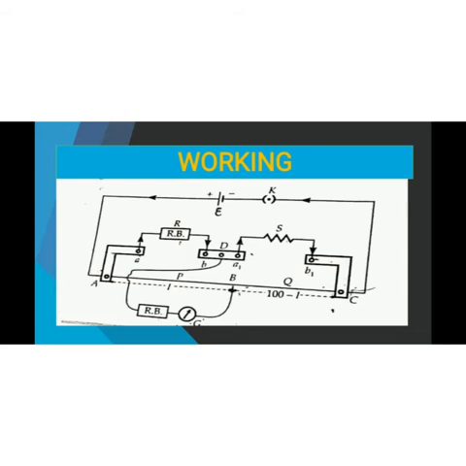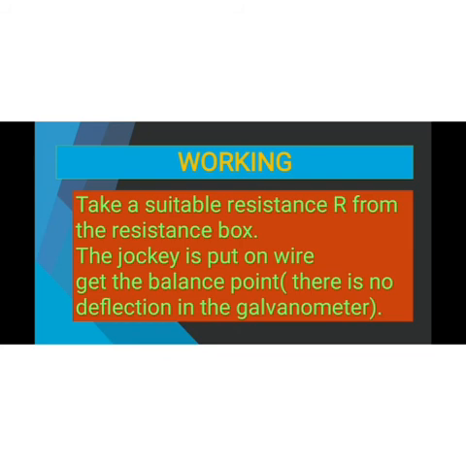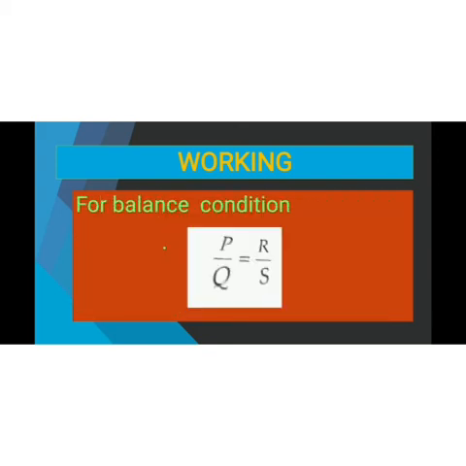Then we'll apply the balance condition of Wheatstone bridge. What we have to do is take a suitable resistance R from the resistance box. Then the jockey is put on the wire at the balance point. What is balance point? When there is no deflection in the galvanometer. Then we will apply the balance condition of Wheatstone bridge.